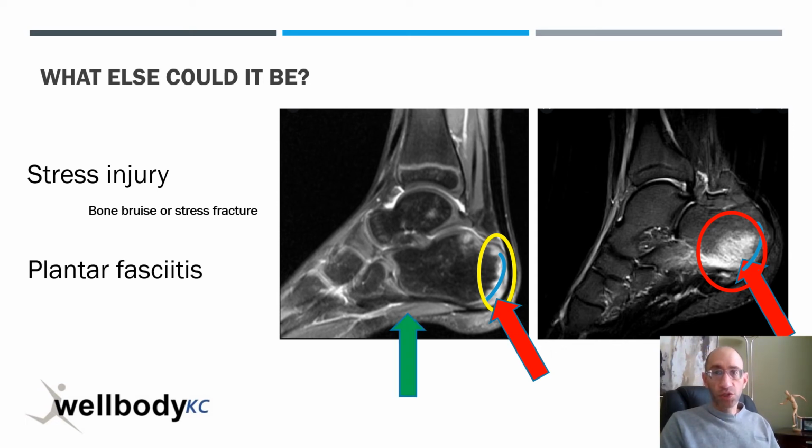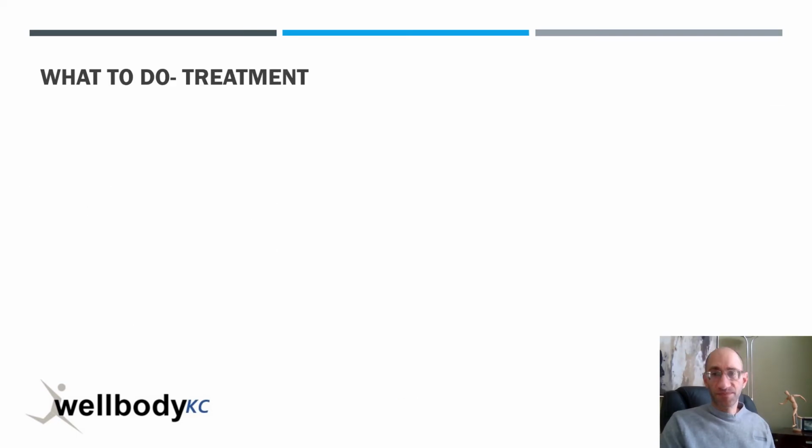The green arrow shows you where the plantar fascia is. If there was plantar fasciitis, this would be white or edematous or show inflammation. And the green arrow here is the Achilles tendon, where there could be Achilles tendonitis or an Achilles injury, such as a tear. Now let's talk about the treatment for Sever's.